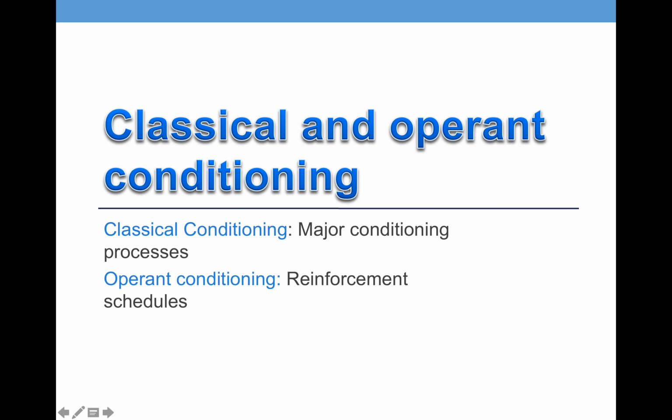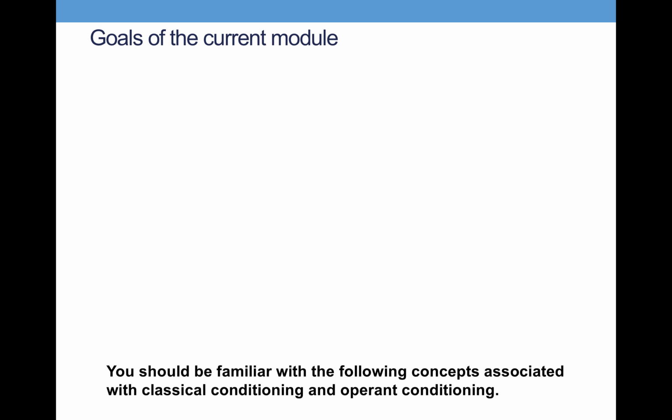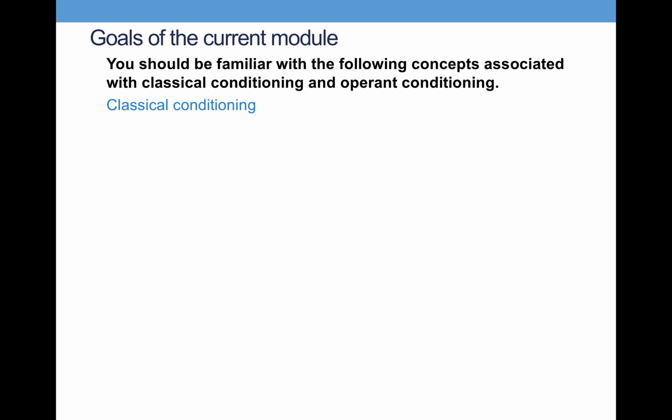Okay, this is the module that accompanies the learning chapter, and it just gives you some more specific information on classical and operant conditioning. We talked about a little bit of the information on this in the chapter presentation, but I'll cover it again here. Some goals of the current module.